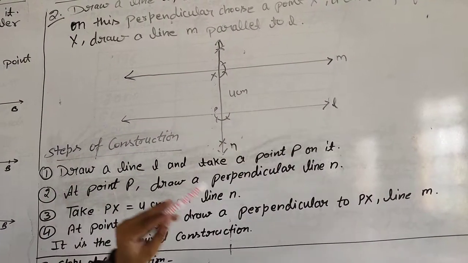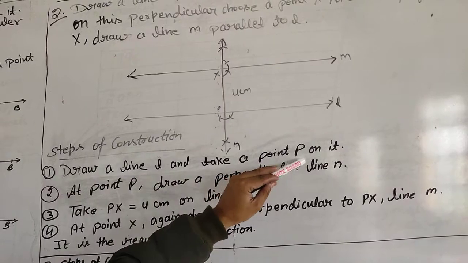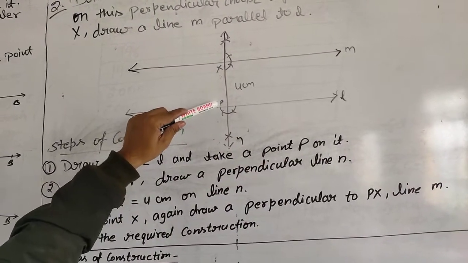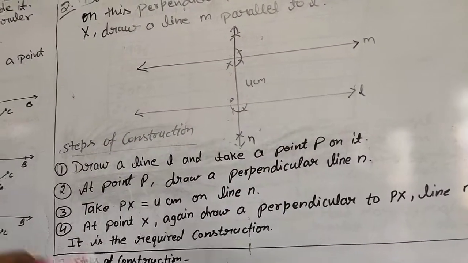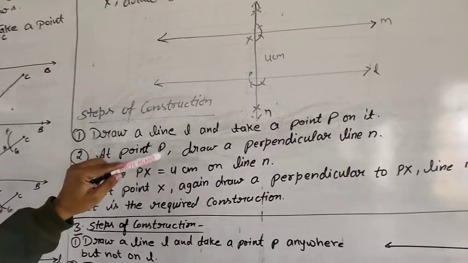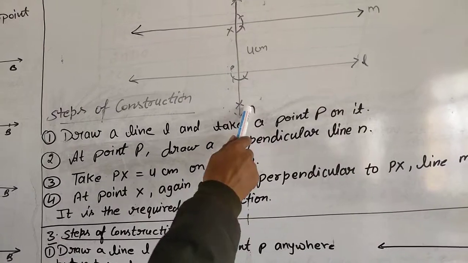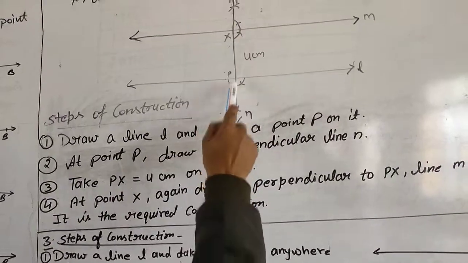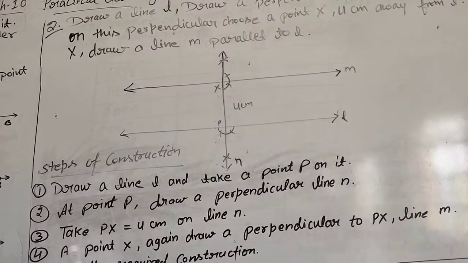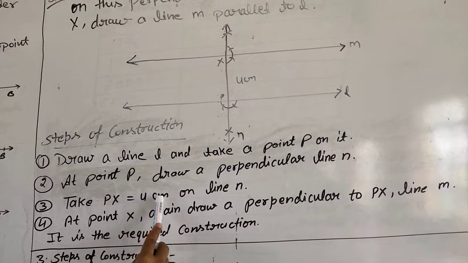Steps of construction: draw a line L and take a point P on it. Now the second step: at point P, draw a perpendicular line N. Take PX equal to 4 cm on line N.